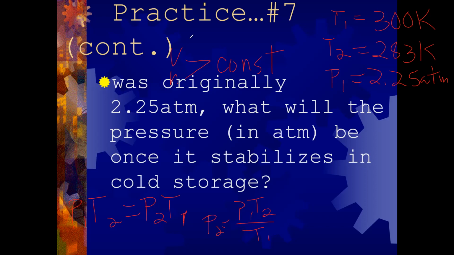All right, so here's our answer. It's going to be 283 times 2.25 divided by 300. That's going to give us 2.12 atmospheres. There you go. That's the new pressure.